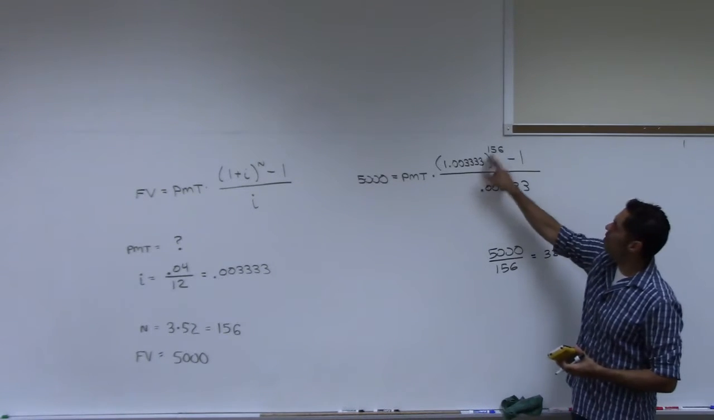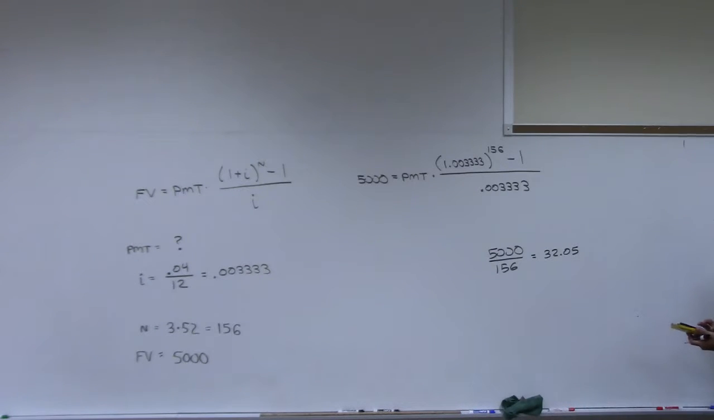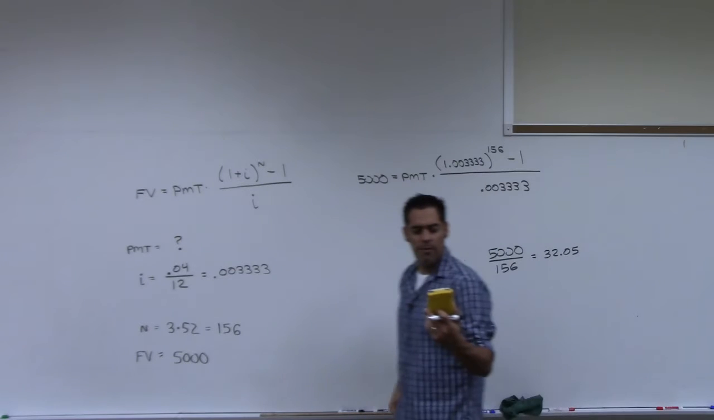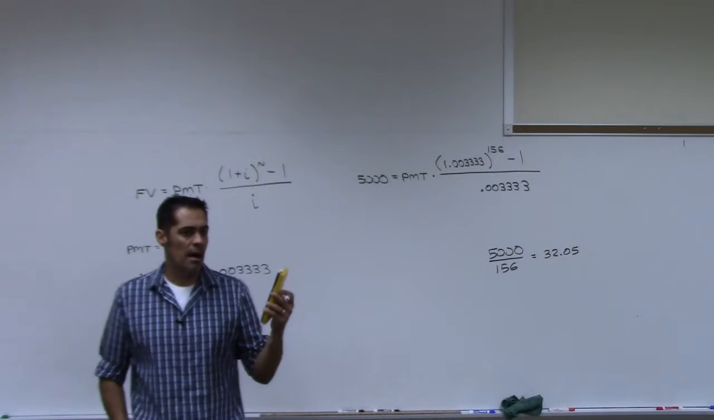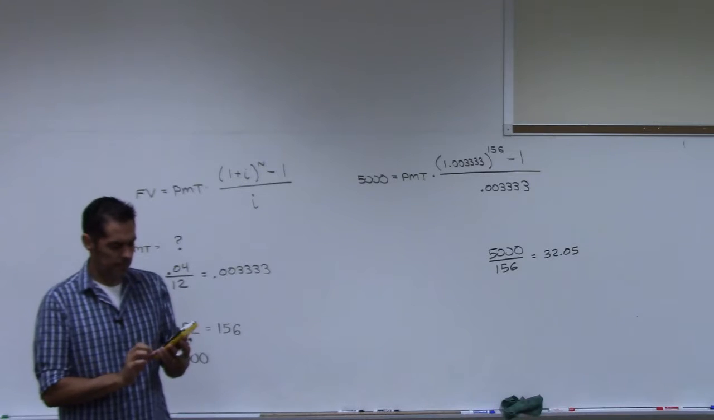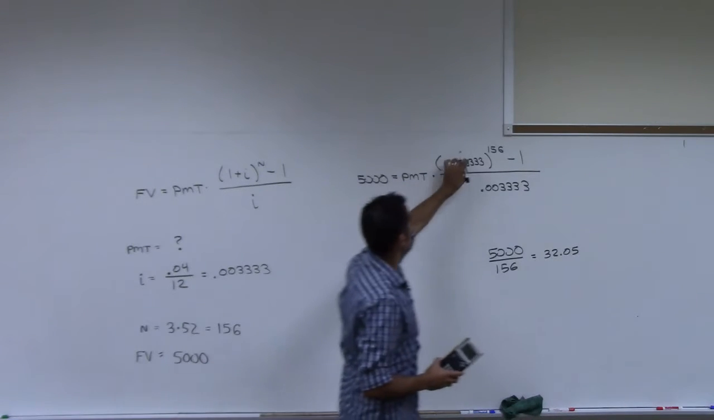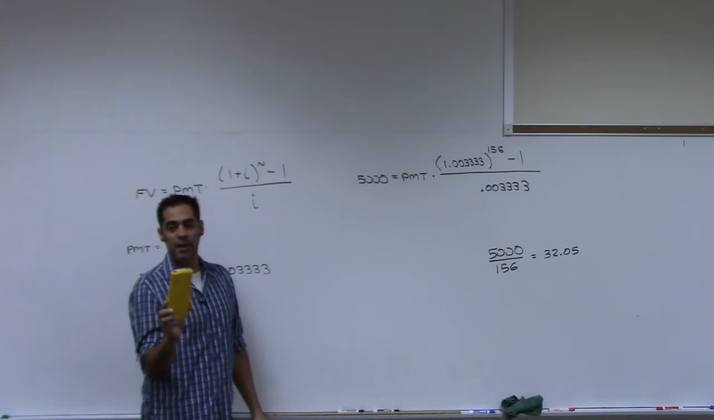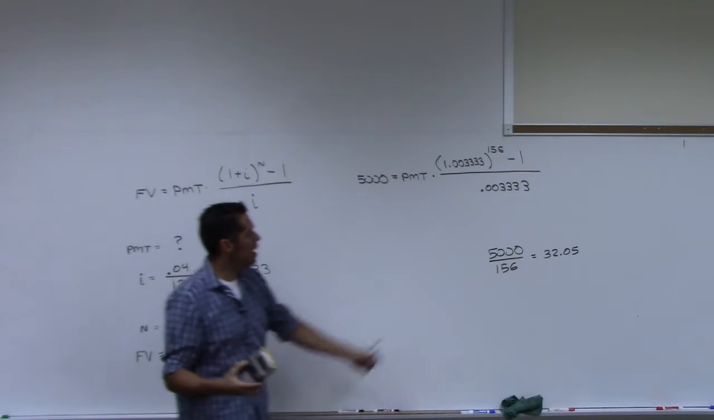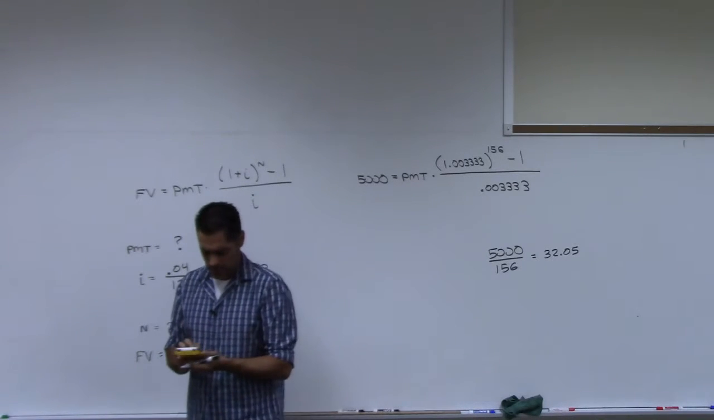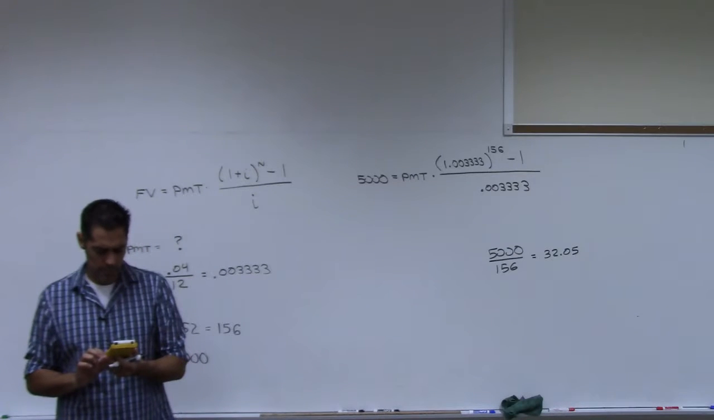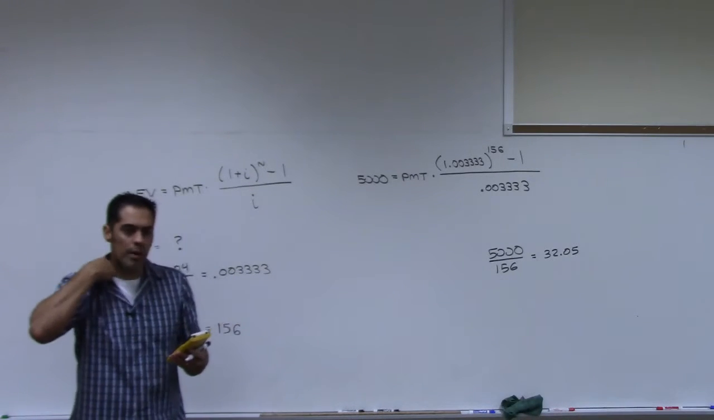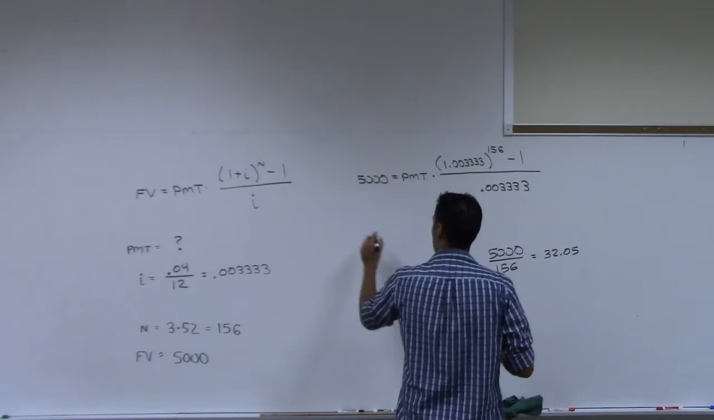Let me figure out what this is right here. 1.003333 raised to the 156th power. I get 1.6804866655. I subtract 1 from that. Okay, so after I do this on my calculator, I subtract 1, I get an answer. My answer is 0.6804866552. And then I take that and divide that by this. I get 204.16, something like that.